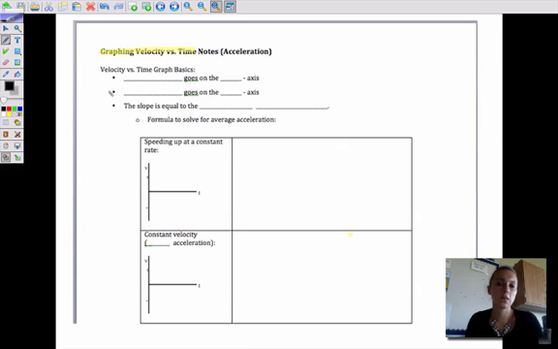Before we can start talking about the shapes of the graphs, there are three things that we need to remember. The first is that velocity, and not speed, velocity, goes on the y-axis, and that time goes on the x. Because of this setup, the slope is going to be equal to the average acceleration.